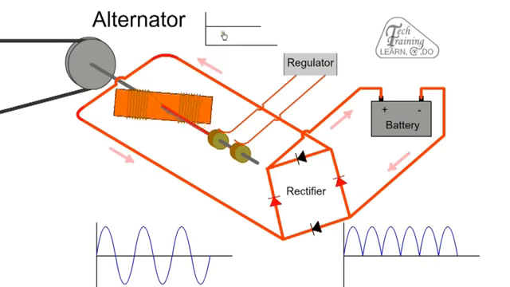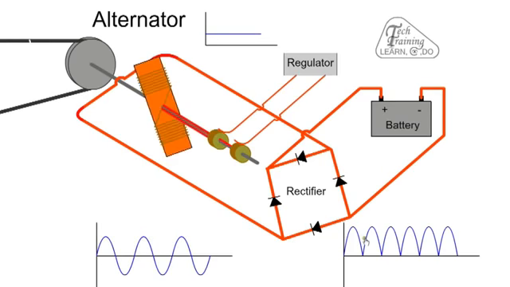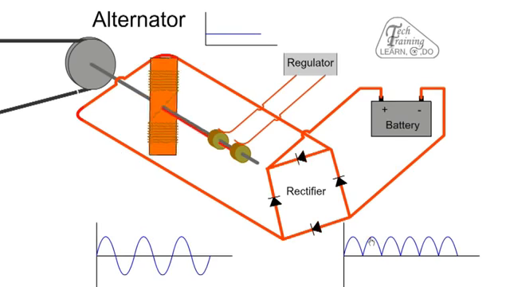To reduce the output voltage, we reduce the excitation current to the rotor. This reduces the alternator voltage and the output voltage from the rectifier.